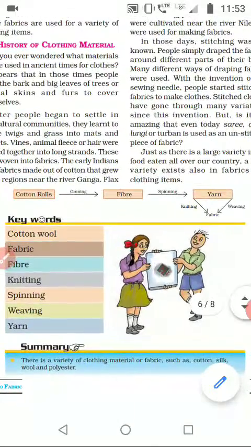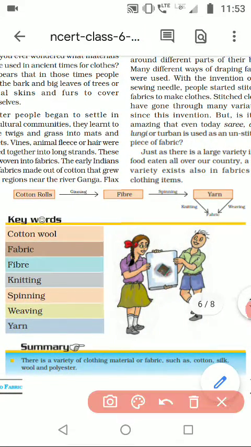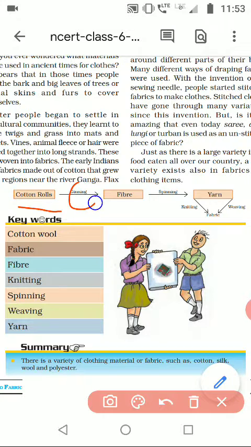So here is a chart given below. Cotton balls, cotton rolls, means the raw cotton from the plant, by the ginning process is converted into fiber. By the spinning process it is converted into yarn, and from that yarn, by knitting and weaving, the fabrics are made. So this is how the fabric is created.